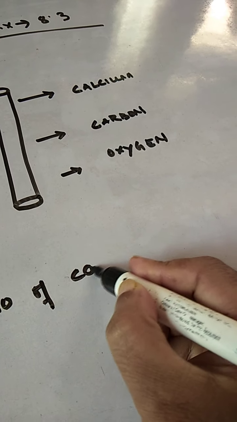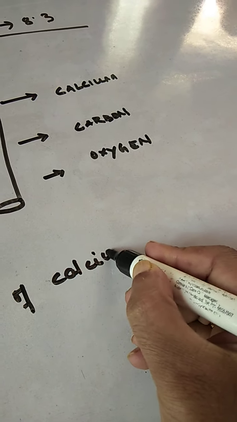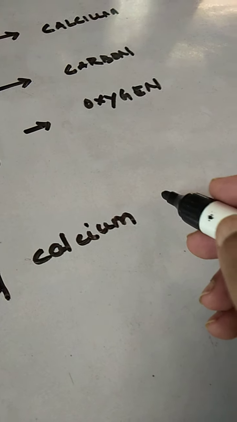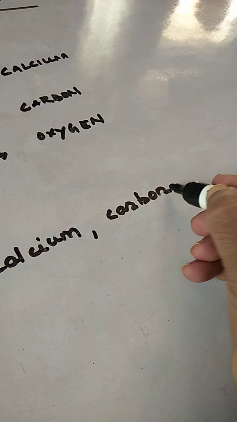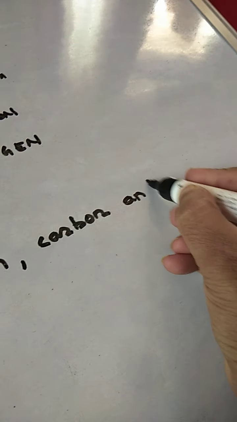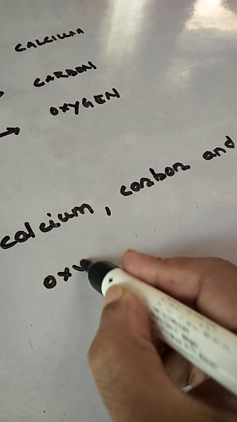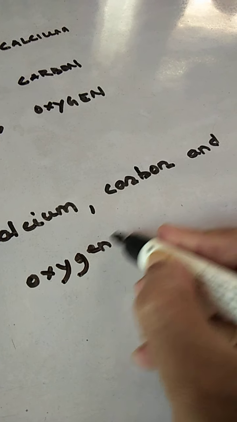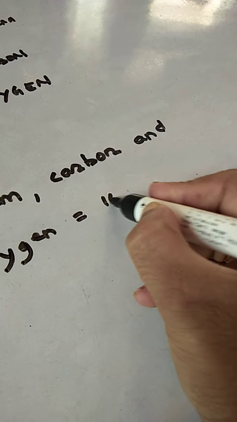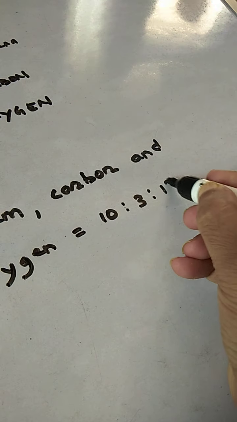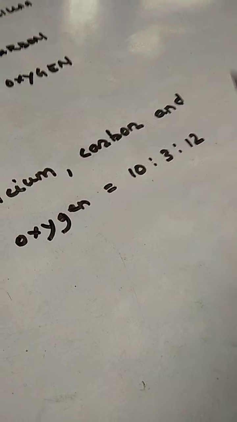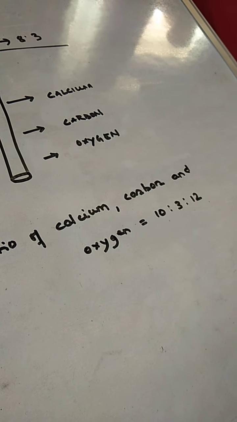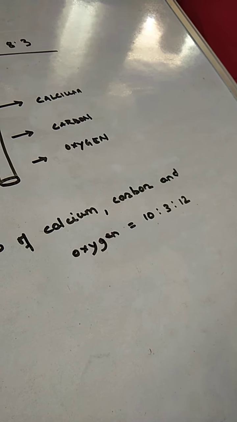Ratio of calcium, carbon and oxygen is 10 is to 3 is to 12. That is, the calcium ratio is 10, the ratio of carbon is 3, and the ratio of oxygen is 12. Now they have asked, find the percentage of carbon in the chalk.